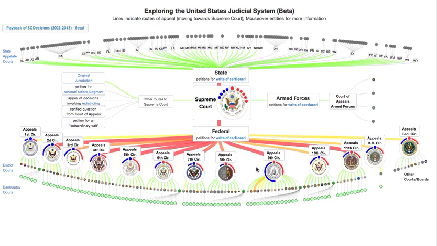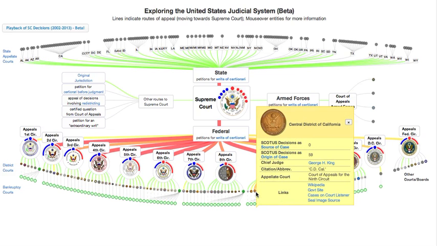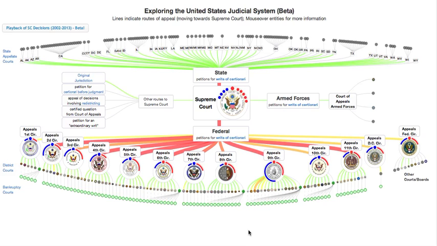You can see the big one here is going to the Ninth Circuit. From there, the Central District of California. I don't know what that is. About 60 decisions where that court was the origin of the case. Assuming the data is correct, I'm still scrubbing through it.